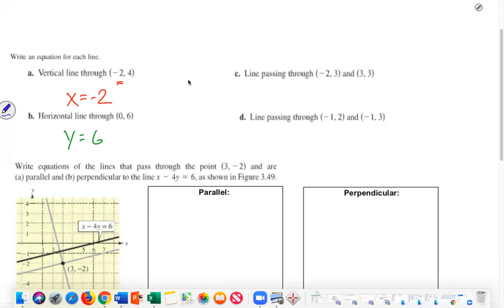Same y. They're the same y value. Guess what? Y equals 3. Horizontal line. Notice the y's are the same.